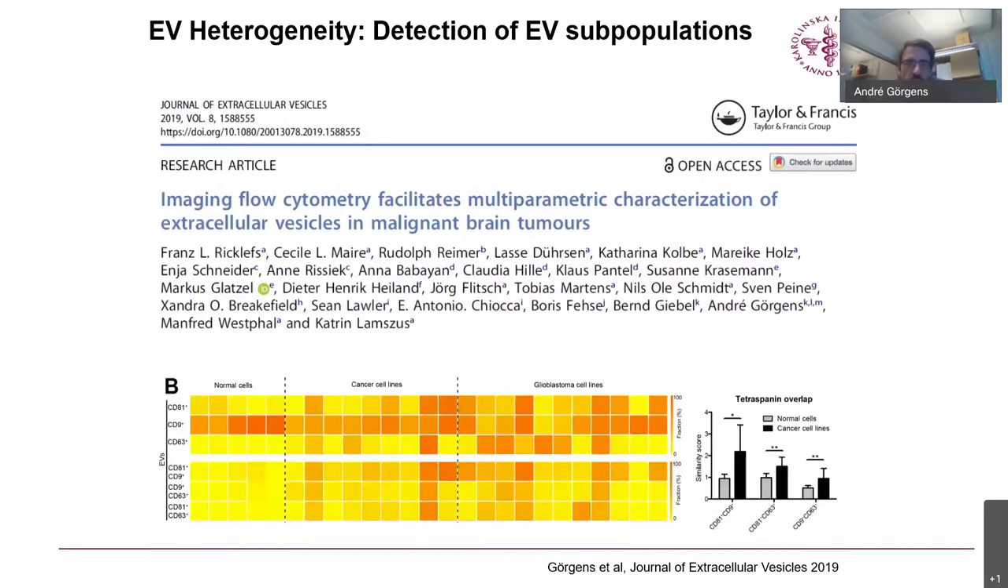Just quickly mentioning that aside from our method optimization I showed with the image stream, we also collaborated with a group in Hamburg that looked more into brain tumor patients and their plasma and also different cell lines, which is also showing some nice heterogeneity of tetraspanin expression.